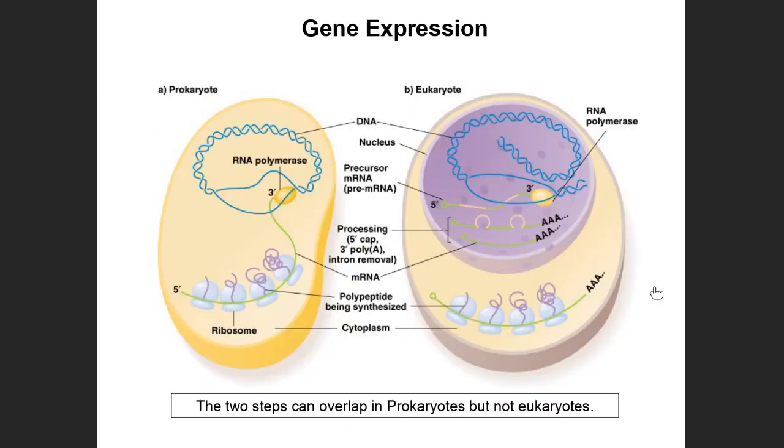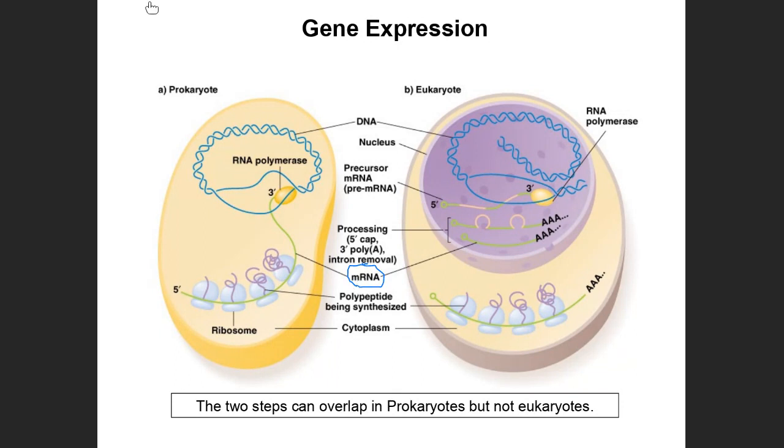Now, for gene expression, it varies a little bit. In prokaryotes, these two steps, transcription and translation, can overlap. When we talk about transcription, we're going to focus on an enzyme called RNA polymerase. It is responsible for the entire process, the entire first step called transcription. And when RNA polymerase performs transcription, it doesn't just make RNA. It makes a type of RNA known as messenger RNA, or mRNA. It's called messenger RNA because the message it's carrying is the genetic information for how to make a protein.